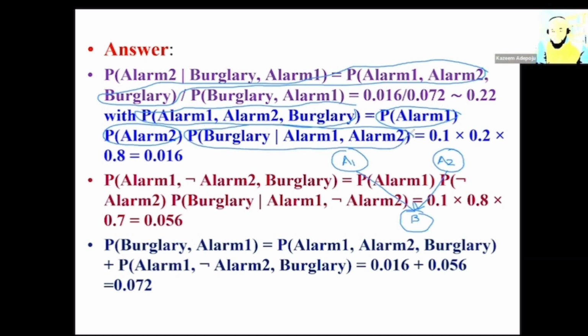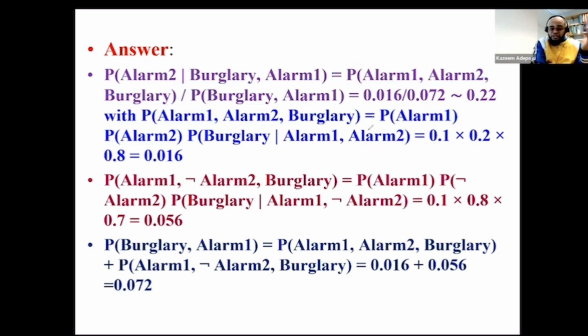You see that? So what am I actually using? What I'm using is the network. Using the network, that is the formula. And don't forget, you've already been given the values: the probability of alarm 1, the probability of alarm 2, and the probability of burglary given alarm 1 and alarm 2. So I'm going to show you now.